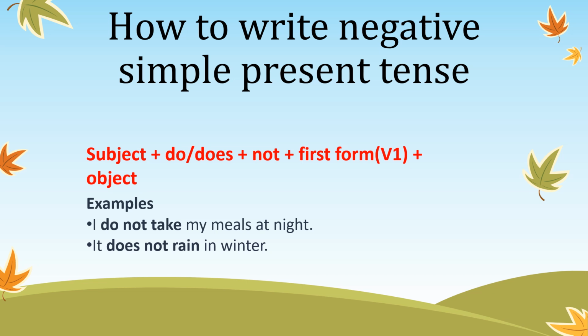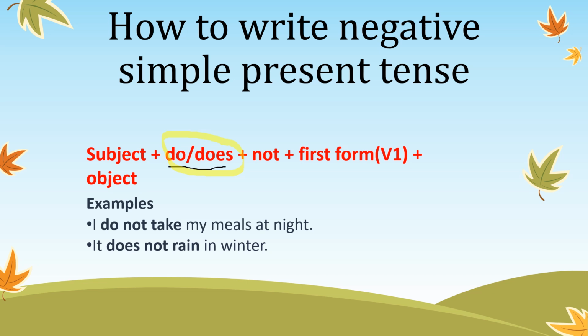But how to write the simple present tense in the negative form? So here is the syntax: subject plus do or does plus not plus first form of the verb plus object. Now we added do or does. With the simple syntax of the present tense, we add do or does plus not, then we will get the negative of the simple present tense.